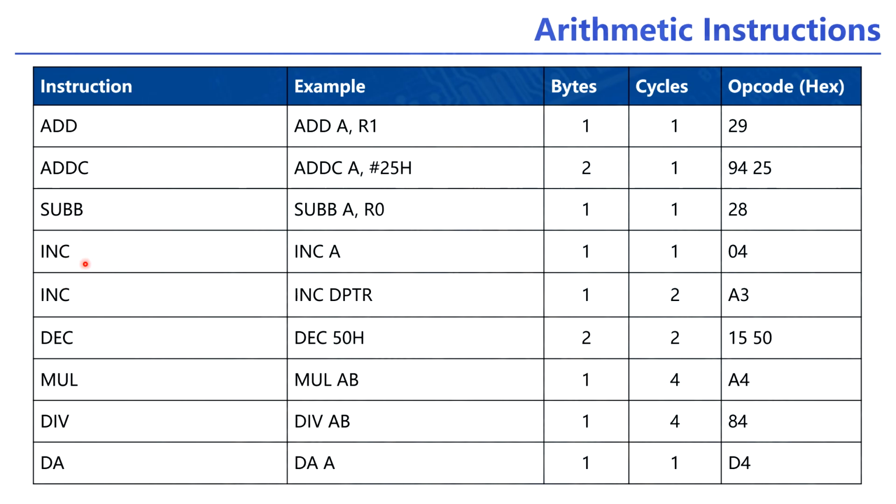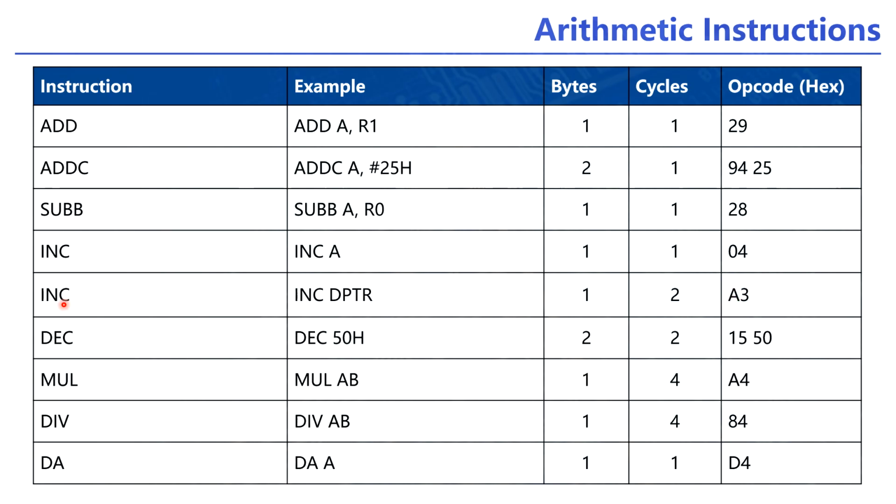Increment instruction. We can use the INC instruction here for increment. So INC A, increment accumulator. This instruction is also a 1 byte instruction and will be executed in one machine cycle. For the opcode, you can use 04H.